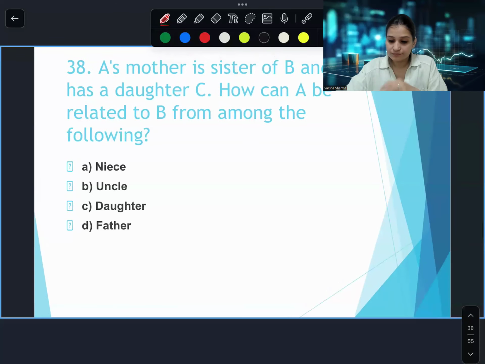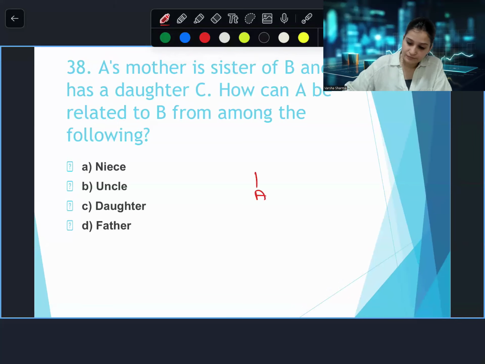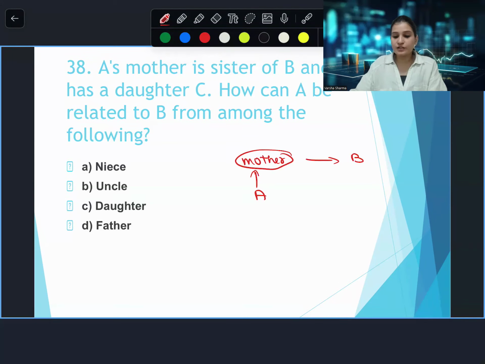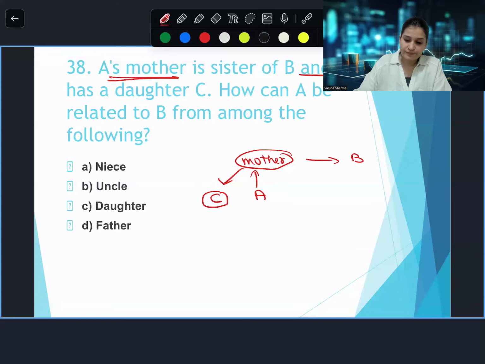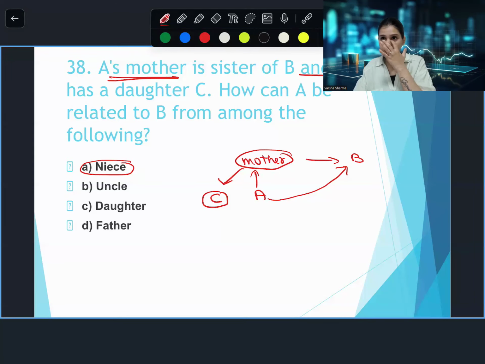38. A's mother is the sister of B and has a daughter. That means the first person, A's mother, has a daughter C. How can A be related to B? Nephew or niece? So we don't have nephew in the option, so niece. Got it, ma'am.